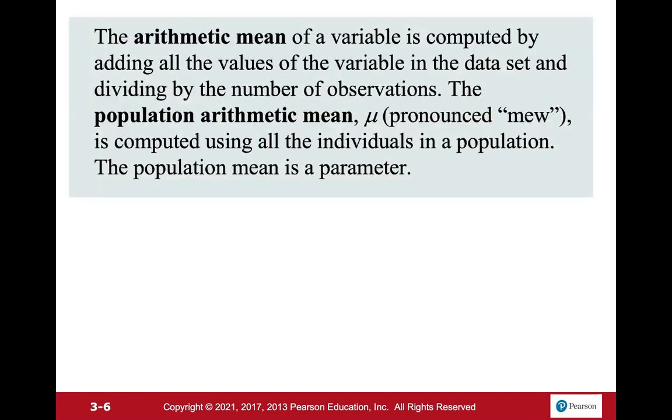Objective 1. All right, so the arithmetic mean. The arithmetic mean of a variable is computed by adding all of the values of the variable in the data set and then dividing by the number of observations in that data set. The population arithmetic mean, pronounced mu, so we have this little Greek letter mu, is computed using all individuals in the population. So this is known as our population mean. The population mean is a parameter.